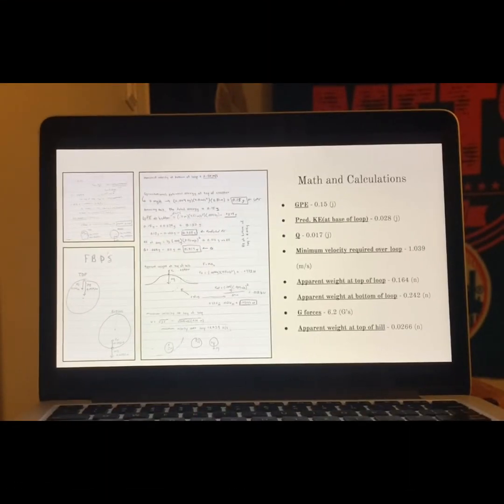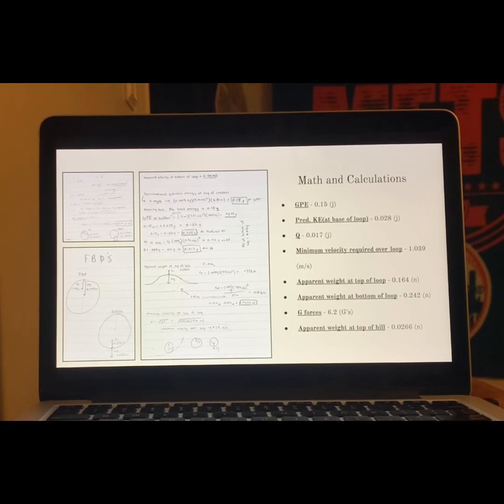On the left side of the slide, it shows all the math and calculations done by hand for the roller coaster. It also features the free body diagrams that show the marble at the top and bottom of its loop. The gravitational potential energy was 0.15 joules. The predicted kinetic energy at the base of the loop was 0.028 joules. The Q was 0.017 joules. Minimum velocity required over the loop was 1.039 meters per second.